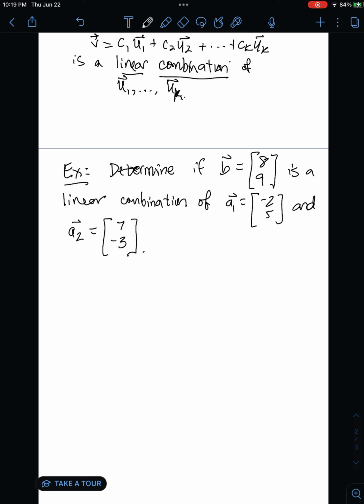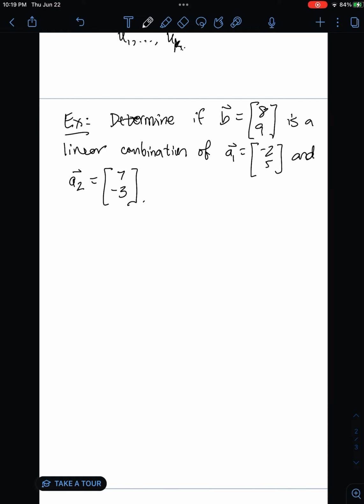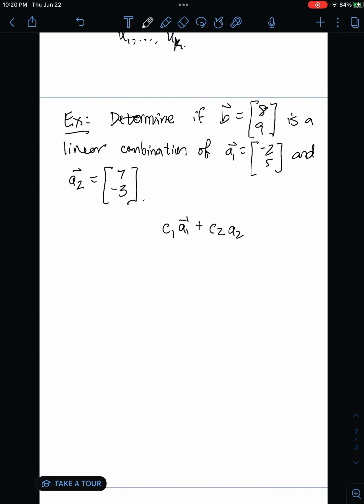Okay. Well, we're going to have to turn this into some sort of equation that we're trying to solve, right? So, let's see if we can phrase this question without using the word linear combination. A linear combination of A1 and A2 means a constant multiple of A1 plus a constant multiple of A2, right? So this question is asking, is it possible for B to equal C1A1 plus C2A2 for certain constants C1 and C2?